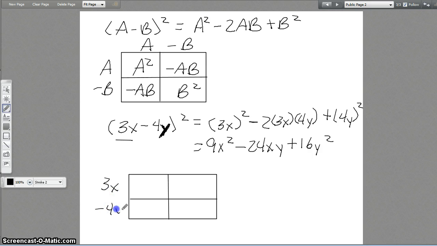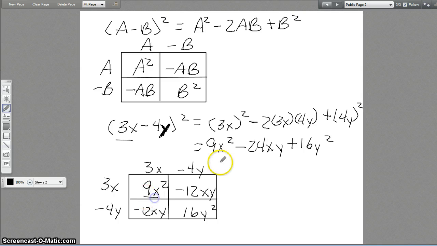3x and negative 4y. 3x and negative 4y. Our first box is 3x times 3x. That is 9x squared. Top right box, 3x times negative 4y. 3 times negative 4 is negative 12. And then we have xy. Bottom left box, negative 4y times 3x. Negative 4 times 3 is negative 12, and then we have xy. Bottom right box, negative 4y times negative 4y. Negative 4 times negative 4 is positive 16, and then we have a y squared.